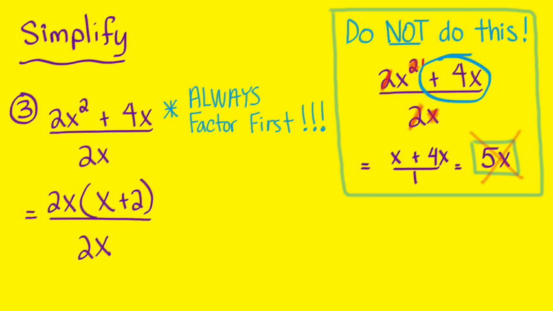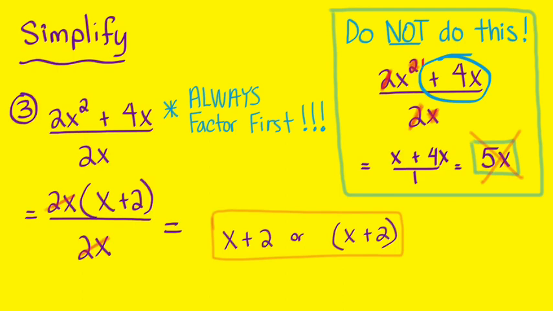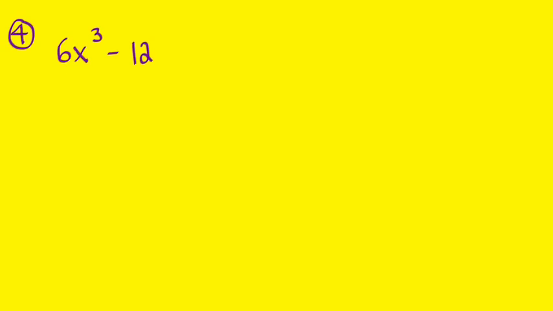And now I can reduce this fraction here because they have a common factor. And then I can just leave it in the parentheses when I'm done. You can leave it factored. So let's look at this again.